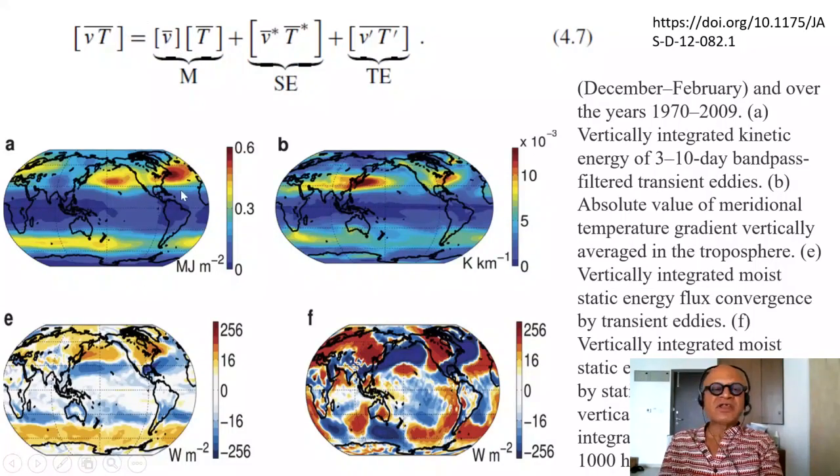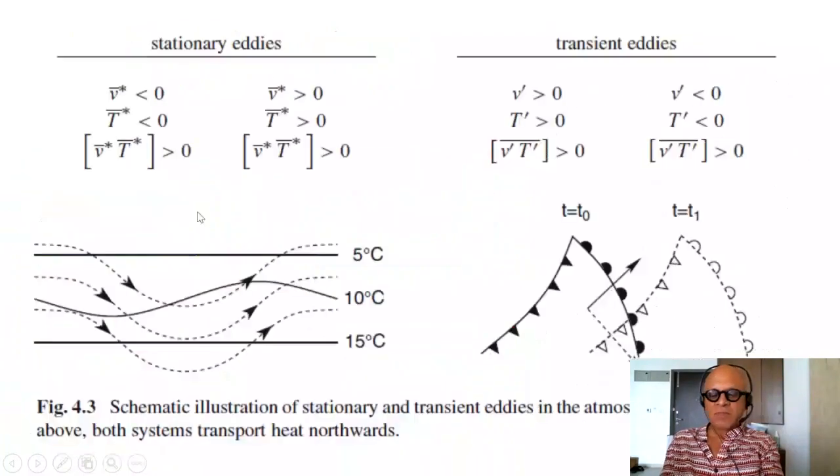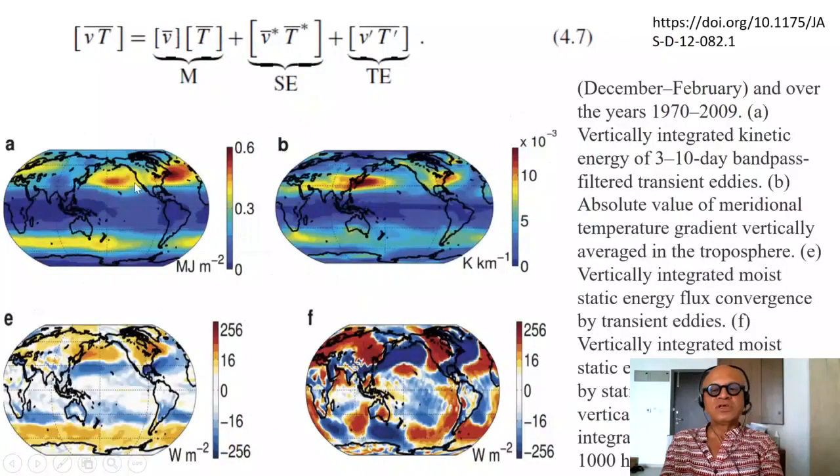So vertically integrated kinetic energy of the 3 to 10 day bandpass filtered transient eddies. So the prime in time is here over the 3 to 10 day average. So you can think of it as synoptic scale or a weather time scale. It shows that there are basically very low gradients or eddy activity in the low latitudes, but when we go to high latitudes, those terms are strong.